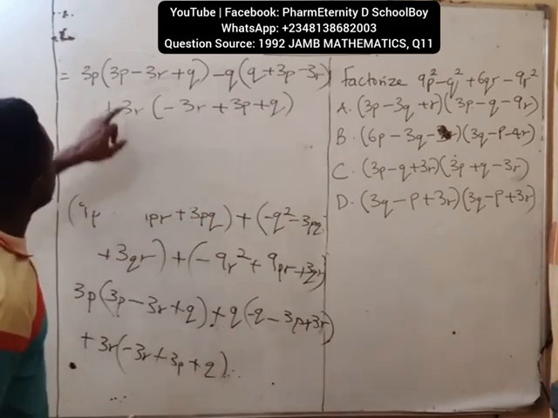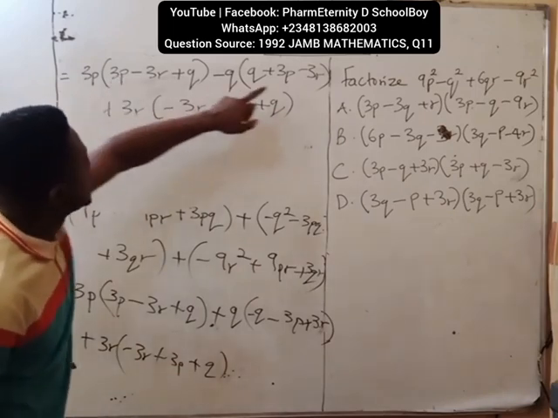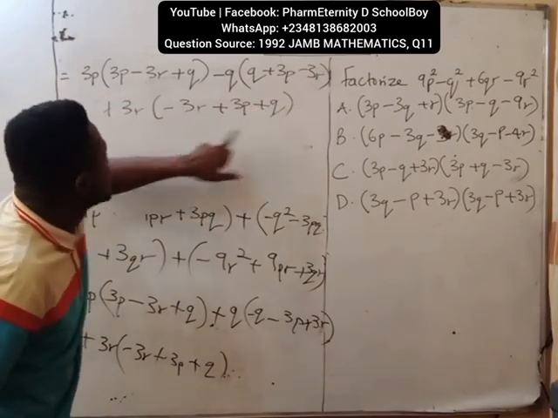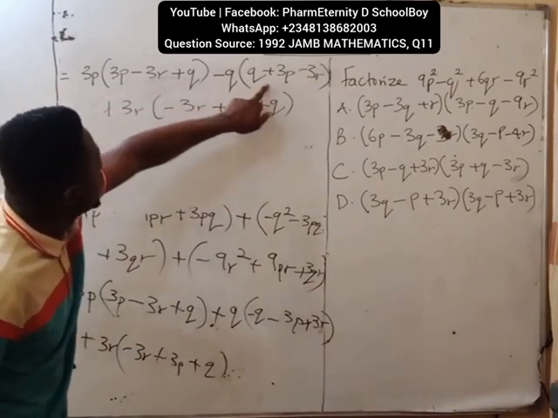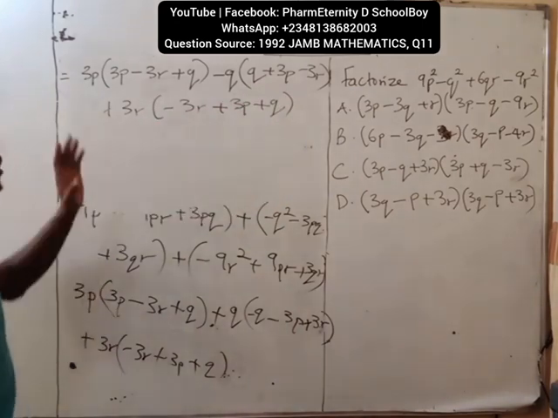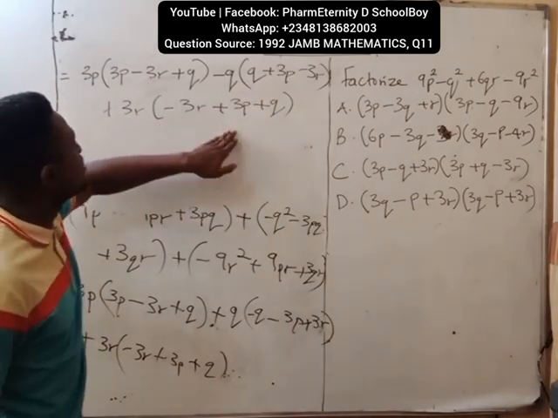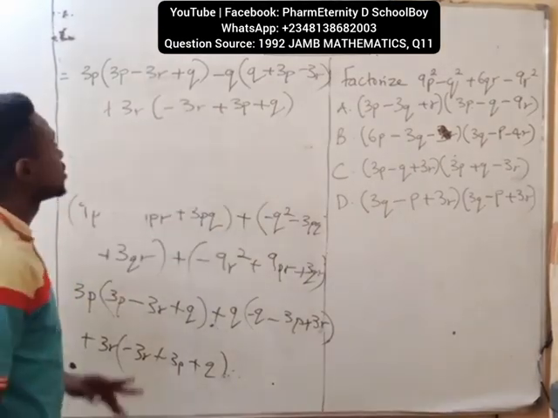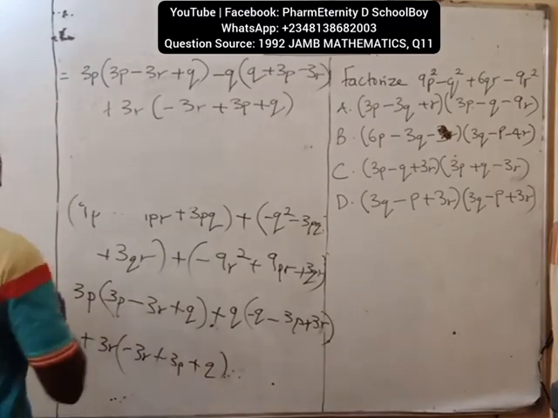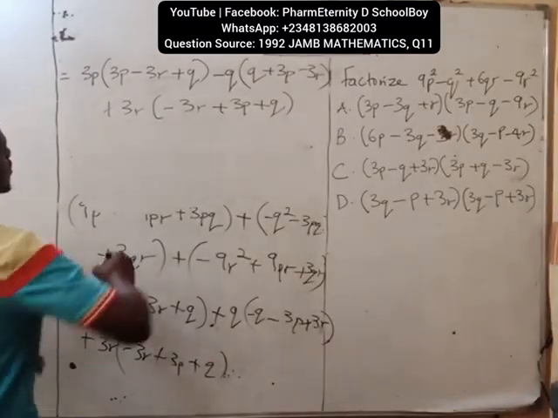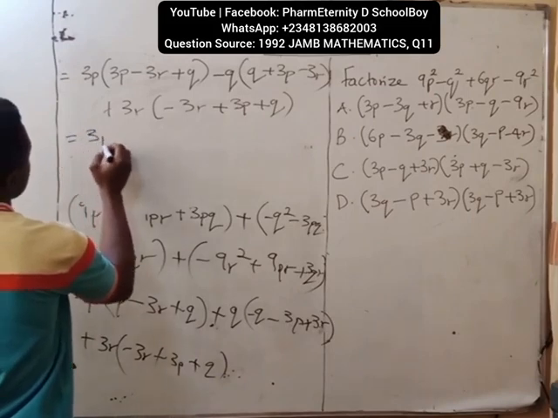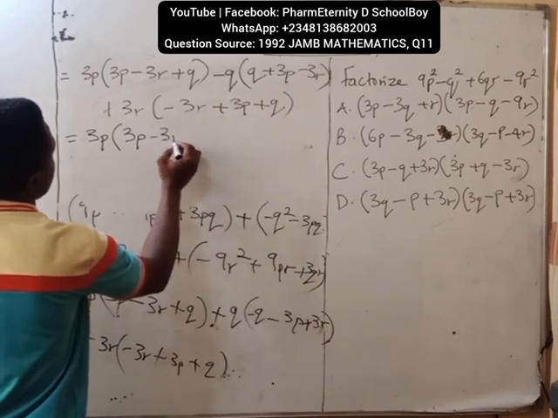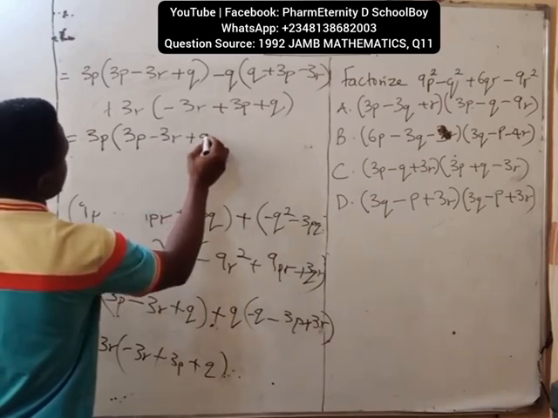Now here is 3p positive, 3p positive, 3p positive, 3r negative, 3r negative, 3r negative, q positive, q positive, q positive. Everything in this bracket, the terms in this bracket are now equal, both in sign and in magnitude. So now let us just rearrange them. So we now have this equal to 3p in bracket 3p minus 3r plus q.